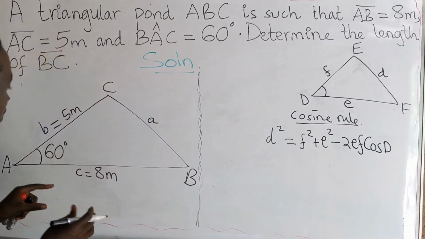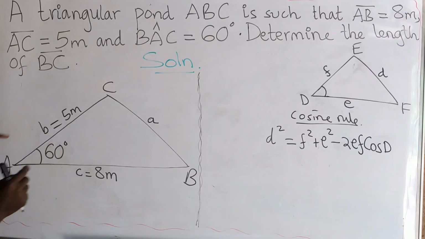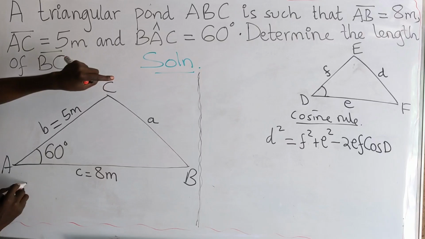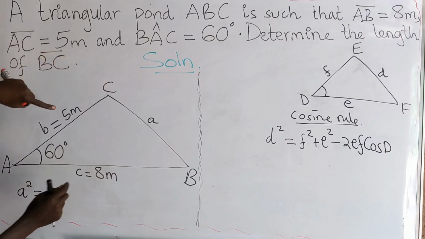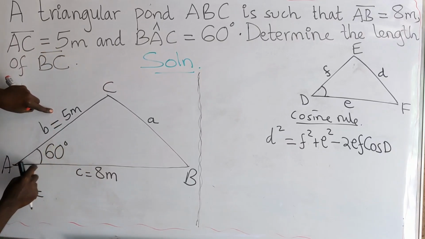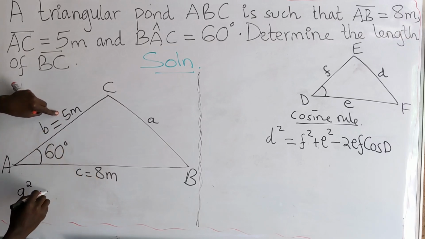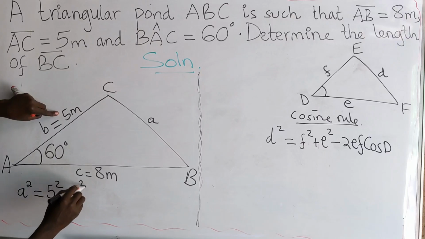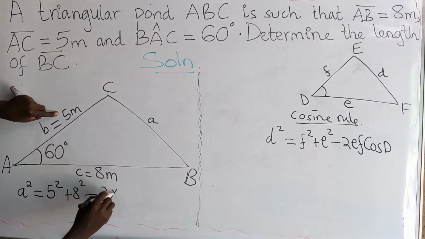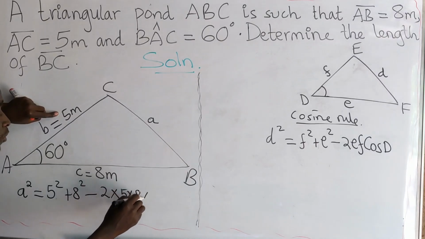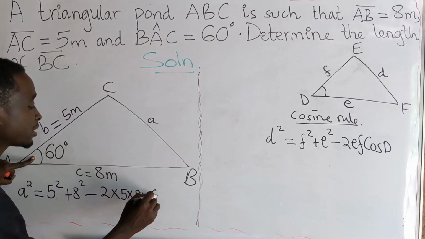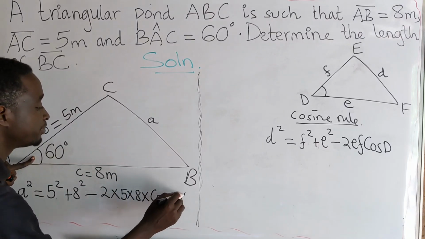It means that in our figure here we are looking for this a, so we take a squared is equal to these two known sides having the included angle, 5 and 8 squares. We sum them, 5 squared plus 8 squared. Then we subtract 2 times 5 times 8. We multiply by cosine of the included angle, which is 60, cosine of 60 degrees.